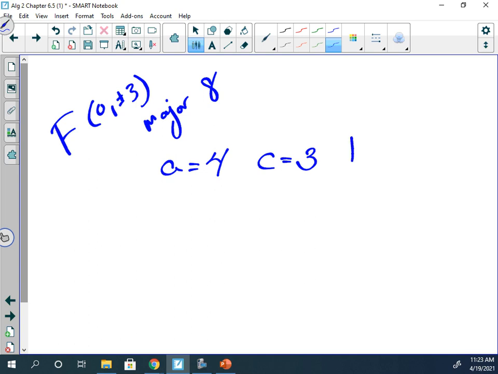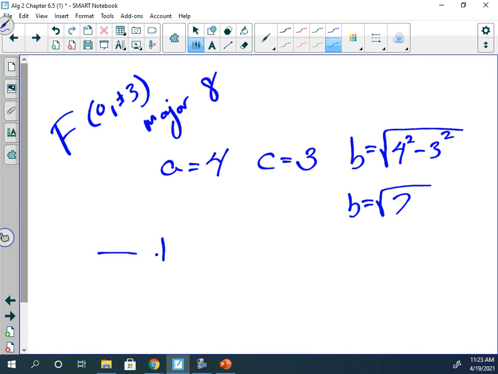So really, at this point, all we need is the value B, which would be the square root of a squared minus c squared, which is square root of 7. Now, this here, again, the center is still at 0, 0. It's still at the origin. For all these ones that we're doing, the center is at the origin. So we really just have x squared and y squared, because it'd be x minus 0 squared and y minus 0 squared, which is just going to be x and y.